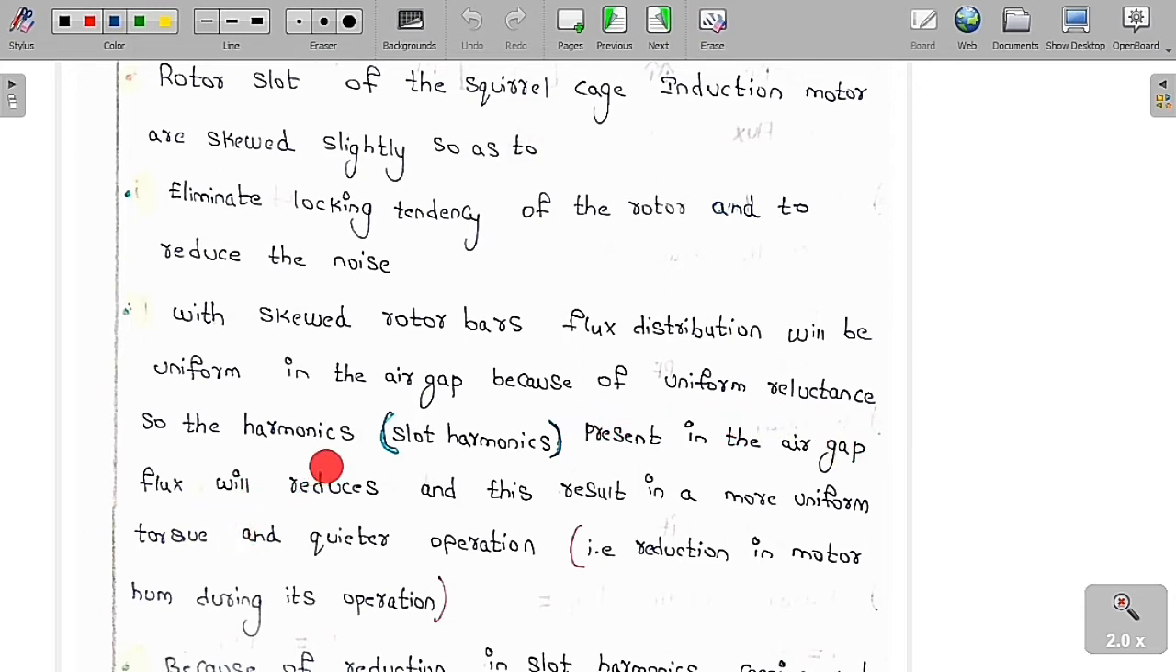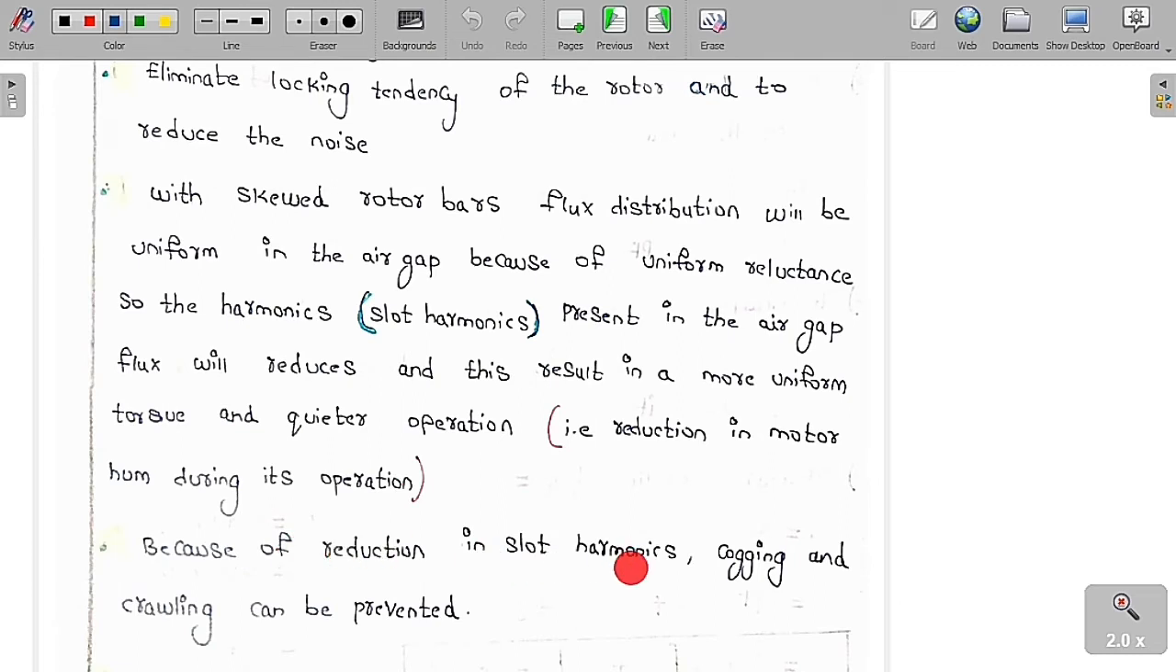So the slot harmonics present in the air gap flux will reduce, and this will result in a more uniform torque and quieter operation, that is, reduction in the motor humming during its operation. Because of the reduction in the slot harmonics, cogging and crawling can also be prevented.